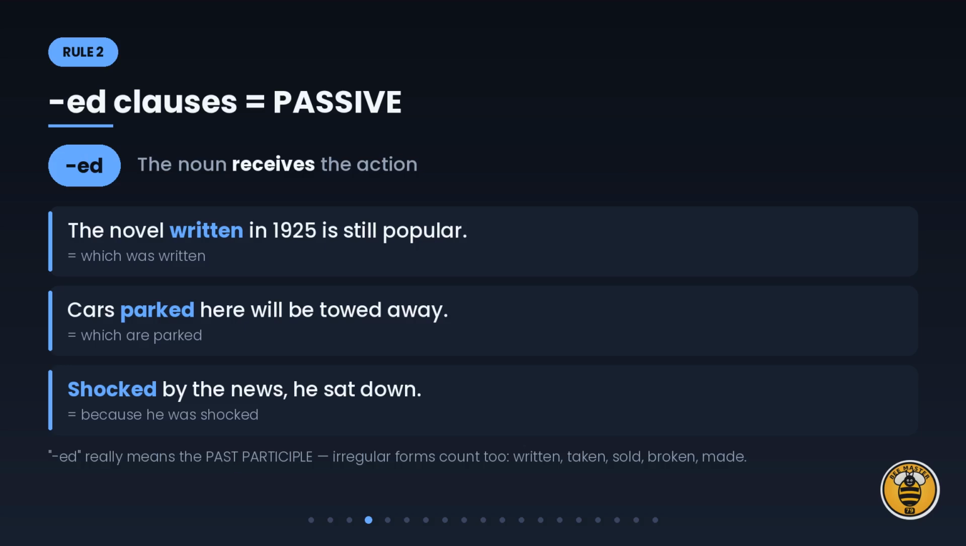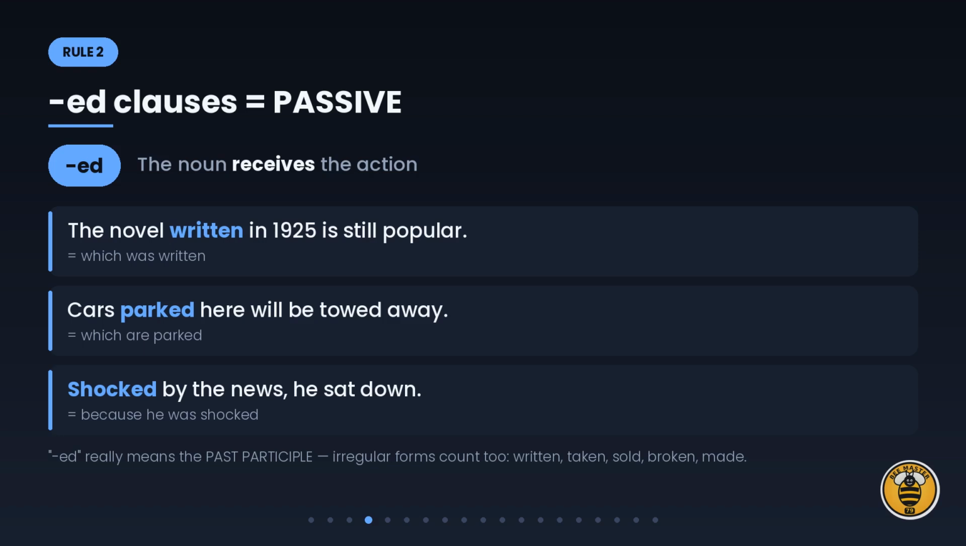The ed clause is the mirror image. It has a passive meaning. The noun receives the action, somebody or something else does it. The novel written in 1925 is still popular. The novel does not write, it was written. Next. Cars parked here will be towed away. The cars do not park themselves, they are parked.